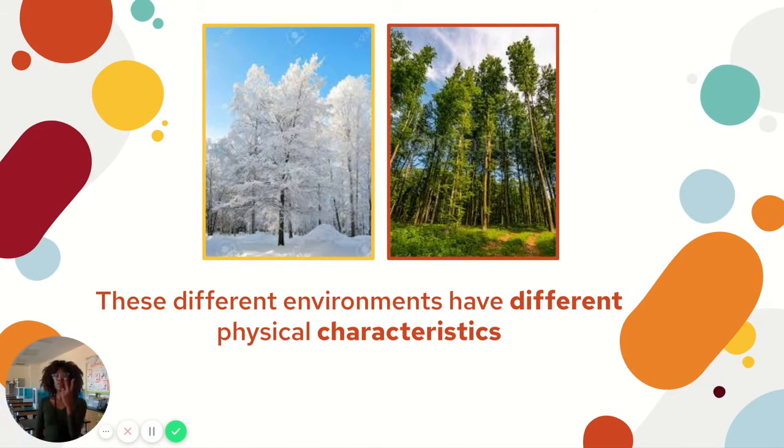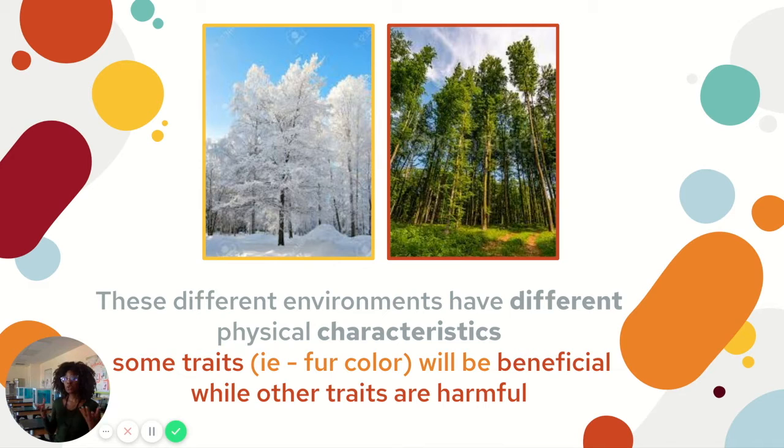Right, so we see two different environments and they have two sets of their own characteristics, right? You might have said the white one is snowy, cold, and then you might have said the one over there, outlined in red, is like lush and green. So since they have different physical characteristics, they look different, then different organisms are going to survive better in their ecosystems.